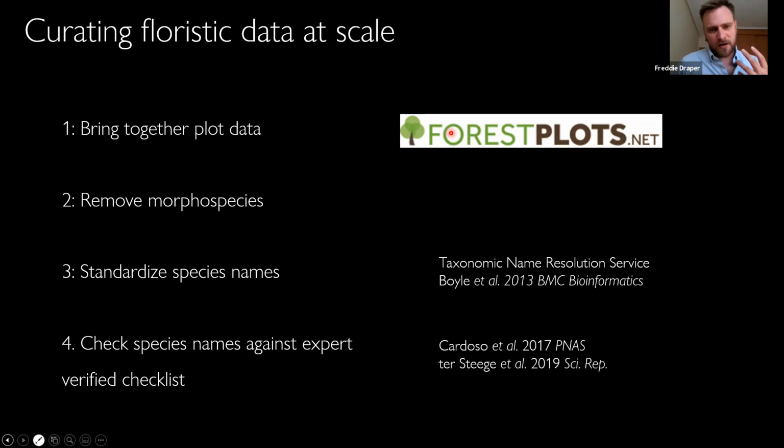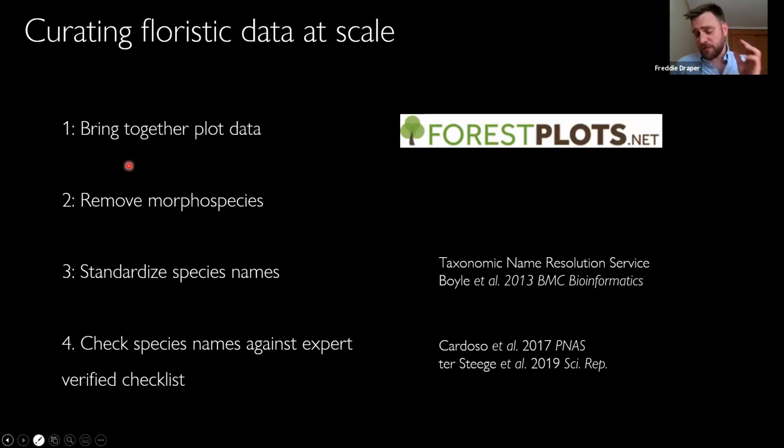It's also just a long-term permanent repository, and it made it much easier for data that was already stored in forestplots. Once people have agreed to share that data, it can be shared at the click of a button, rather than the very long process of trying to harmonize or bring together these different data sets in different formats.